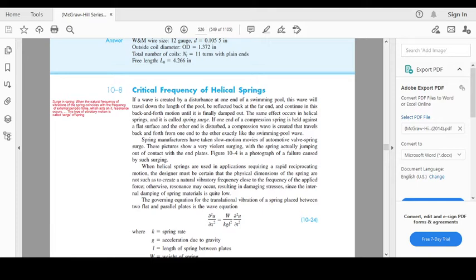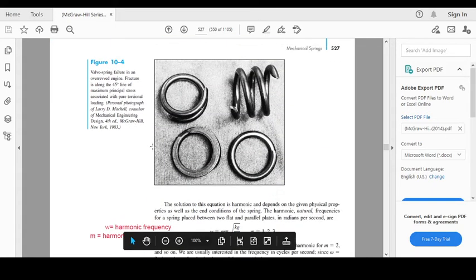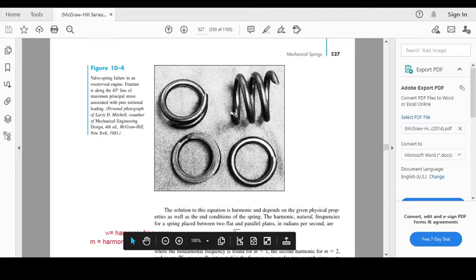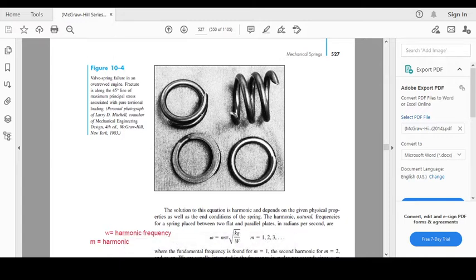Spring manufacturers have taken slow motion movies of automatic ball spring surge. These pictures show a very violent surging, with the spring actually jumping out of contact with the end plates. Figure 10.4 is a photograph of failure caused by such spring surge. We see figure 10.4. The spring may break away. This is what we want to avoid.